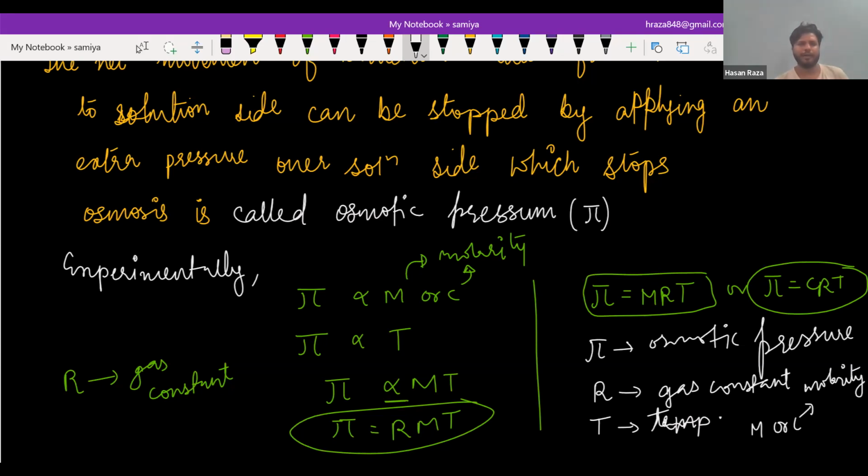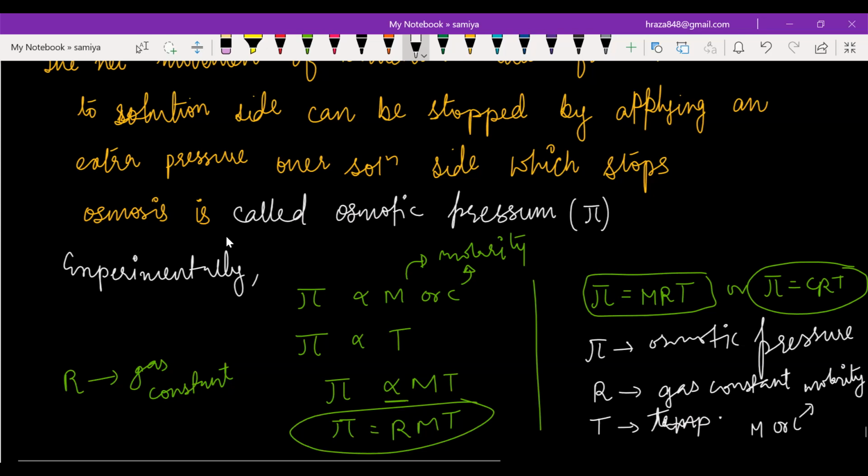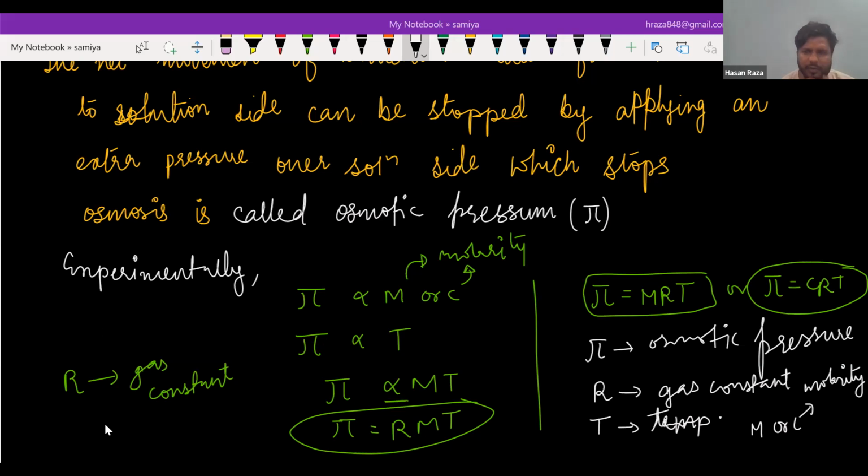So please write it. And R has a value. Generally, we take 0.0821, that is, liter atm per mole per kelvin.